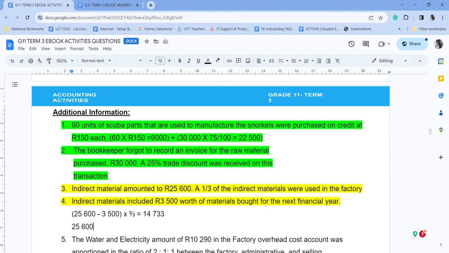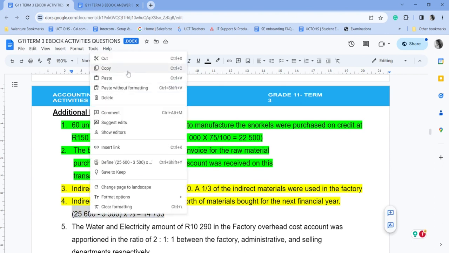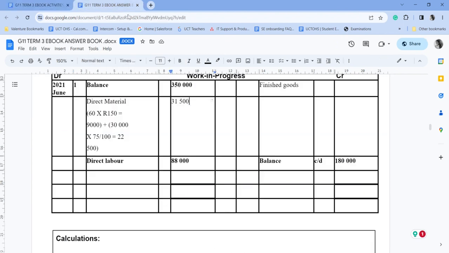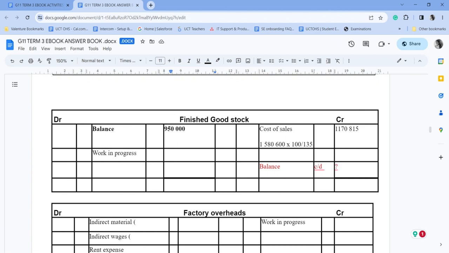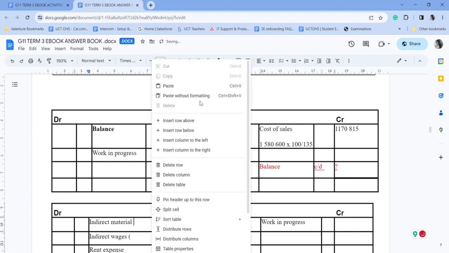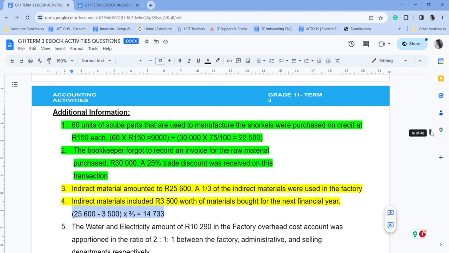Okay, so I had to minus the 3,500 because it has nothing to do with this, but it has already been included in the entire portion there. So we had to minus it first before we can do the 2/3. I hope this makes sense. Okay, I'm just gonna copy and paste it on the other side. Okay, so indirect material. This is my answer here. Paste without formatting, and then 14,733. Okay, done with this one, which means that I can move on to water and electricity.